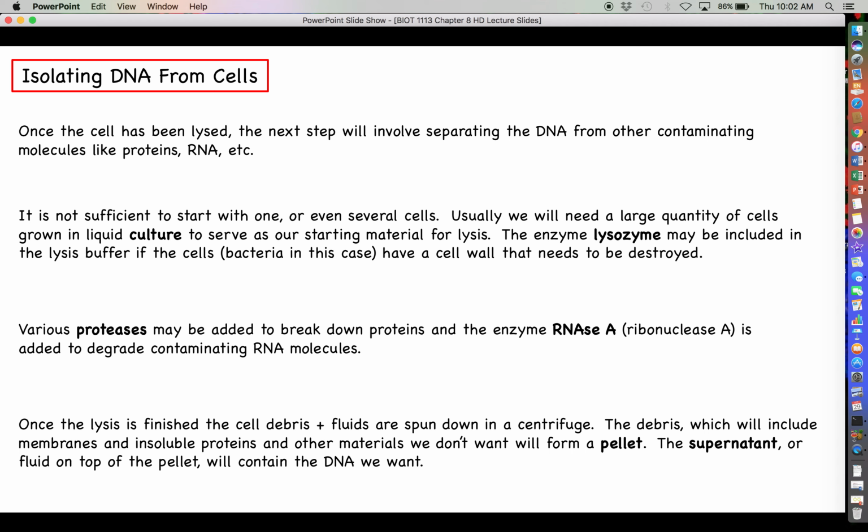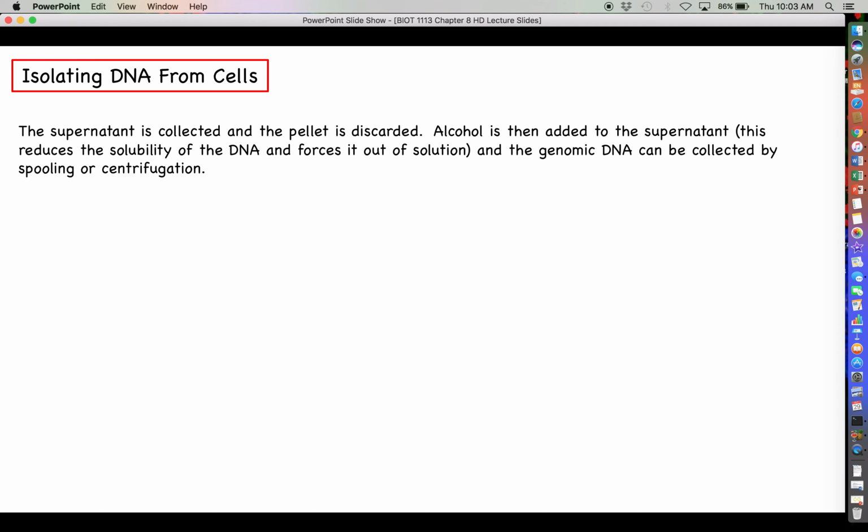So once the lysis is finished, typically what is done next is that we spin everything down in a centrifuge. So all the high-density stuff, all the cell debris, membranes, really heavy proteins, organelles, things that we don't want, the debris is going to be in a pellet at the bottom of the tube, so it'll be kind of stuck down to the bottom of the tube. And then sitting on top of the pellet is going to be what is called the supernatant, which is just the fluid that is on top of the pellet. And usually speaking, the supernatant is going to contain anything that is soluble or low density. So the DNA that we want is going to be in the supernatant in this case.